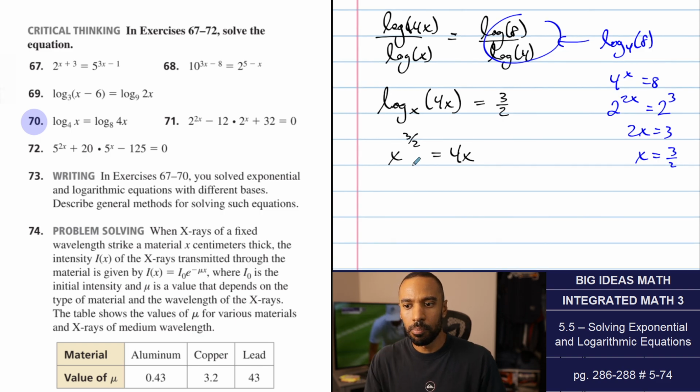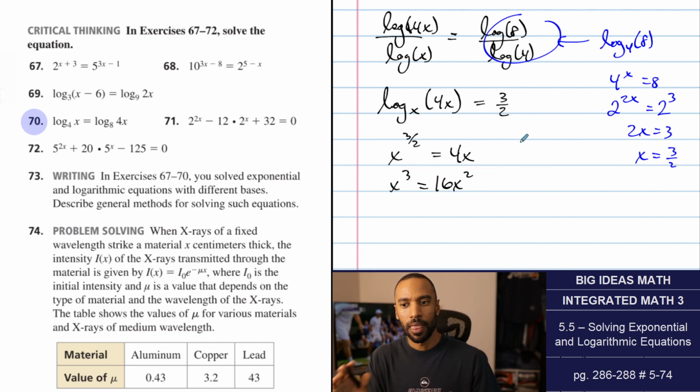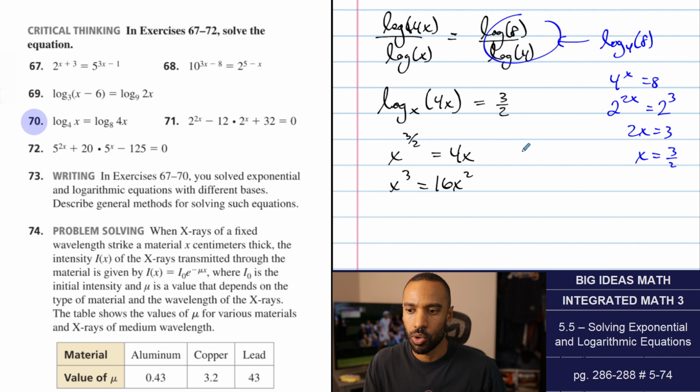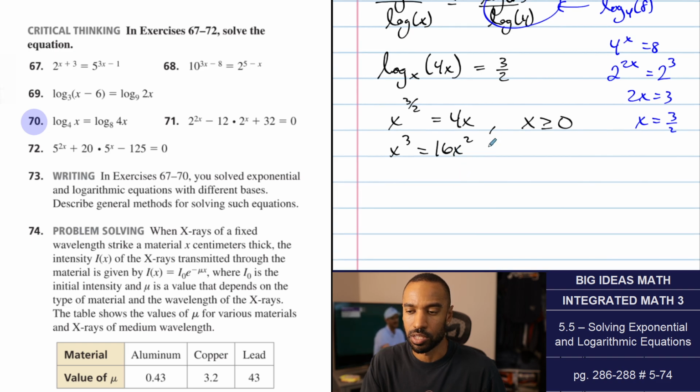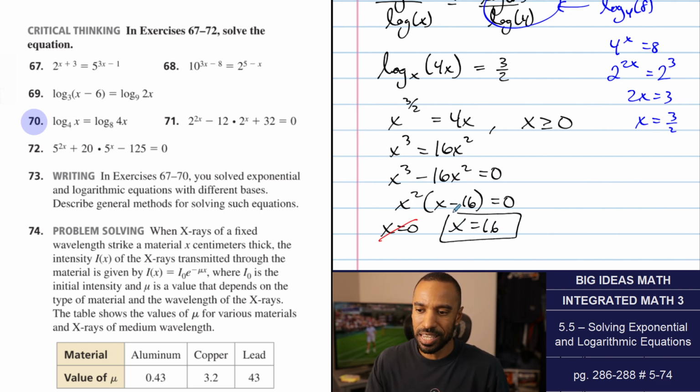If I square both sides, I'll have x cubed equals 16x squared. I have to be mindful of solutions that wouldn't work. I can't take square roots of negatives. So x here has to be greater than or equal to 0. That would have been true from the beginning, actually. So I guess that's fine. x has to be greater than 0 anyway, so I guess that doesn't matter. And I can subtract 16x squared over. I can factor x squared out. And x either equals 0, which is not allowed for our case here, or x equals 16.